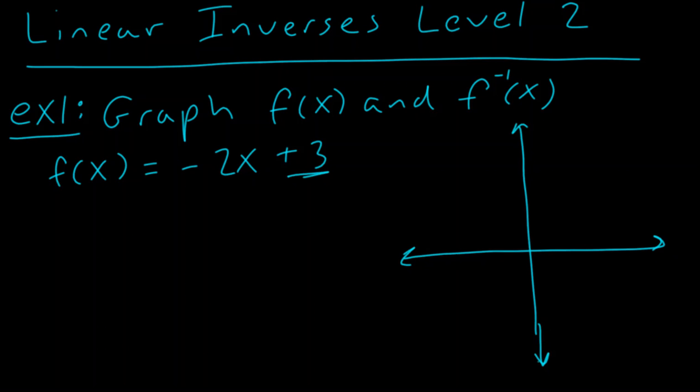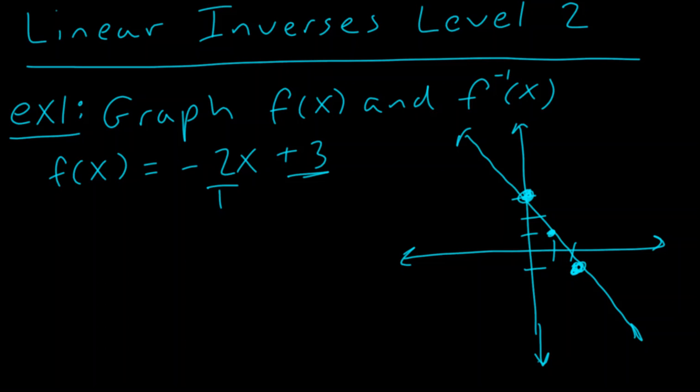Well, I know that my y-intercept is positive 3, so 1, 2, 3, put our very first point. And I know that the slope, negative 2, can be written as negative 2 over 1. So we know that that's going to take us down 2 and to the right 1. And then down 2, so down 1, 2, to the right 1. And from there, we can go ahead and draw our function. Now, what about the inverse function?